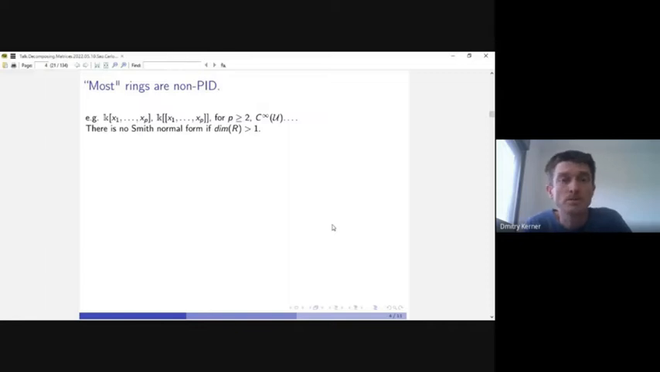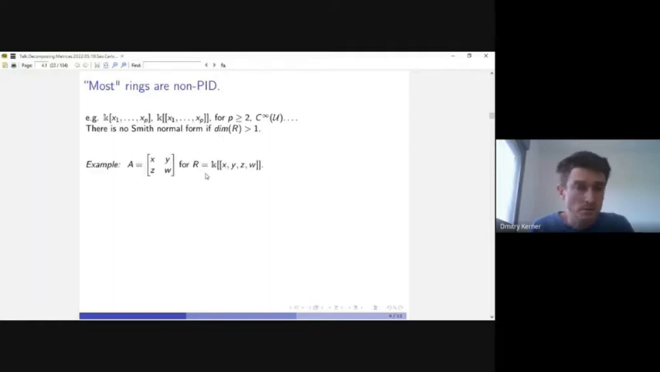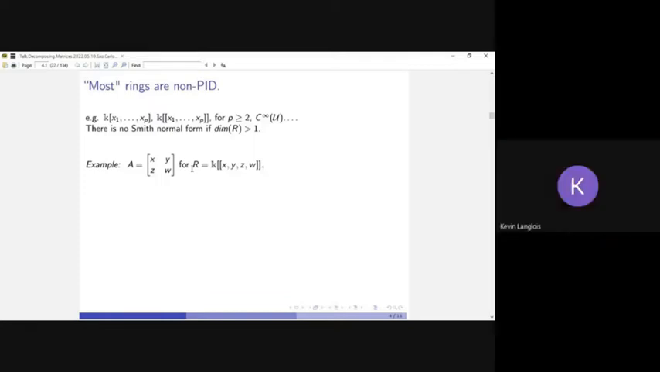And now the problem is that most rings are not principal ideal domains. Even if you work with a ring of polynomials or a ring of formal power series, and there are at least two variables, then it is not a principal ideal domain. And therefore there is no Smith normal form. The moment you are in dimension bigger than 1, there is no Smith normal form. And here is this stupid example. Take just the matrix of indeterminates. Suppose your ring is the ring of formal power series.